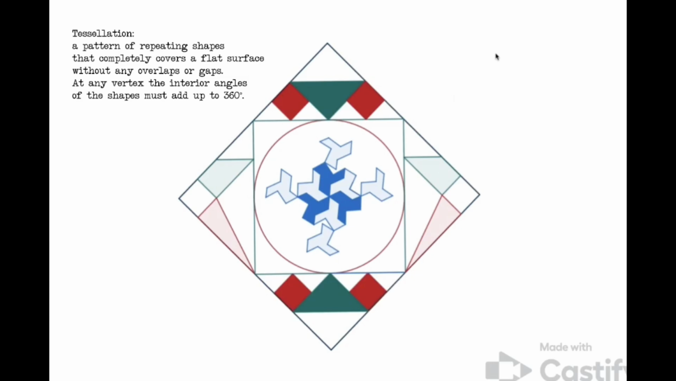A tessellation is a pattern of repeating shapes that completely covers a flat surface without any overlaps or gaps. At any vertex, the interior angles of the shapes must add to 360 degrees.